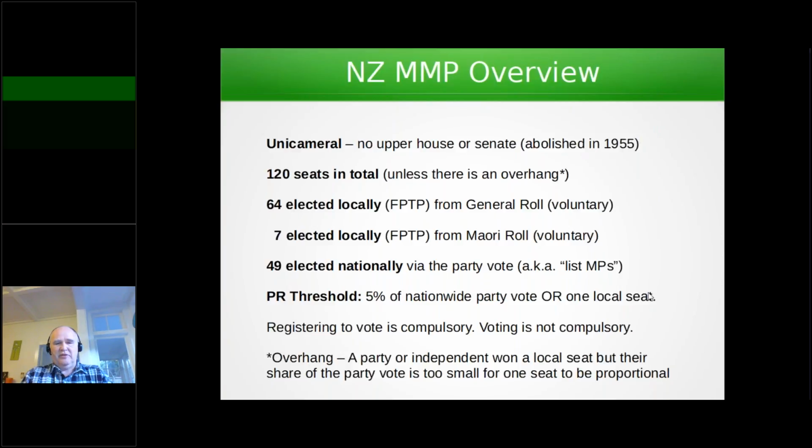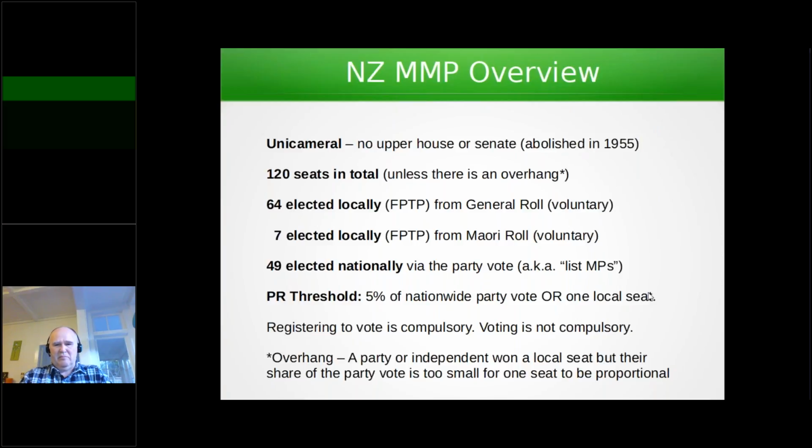Now, registering to vote is compulsory. There's usually a bit of confusion between Australia and New Zealand in this regard. You can be fined if you don't register to vote, but you don't have to vote in New Zealand. If you don't vote, that's not a problem. Whereas in Australia, if you don't vote, they'll fine you for not voting, in theory. So that's the bare bones of that.